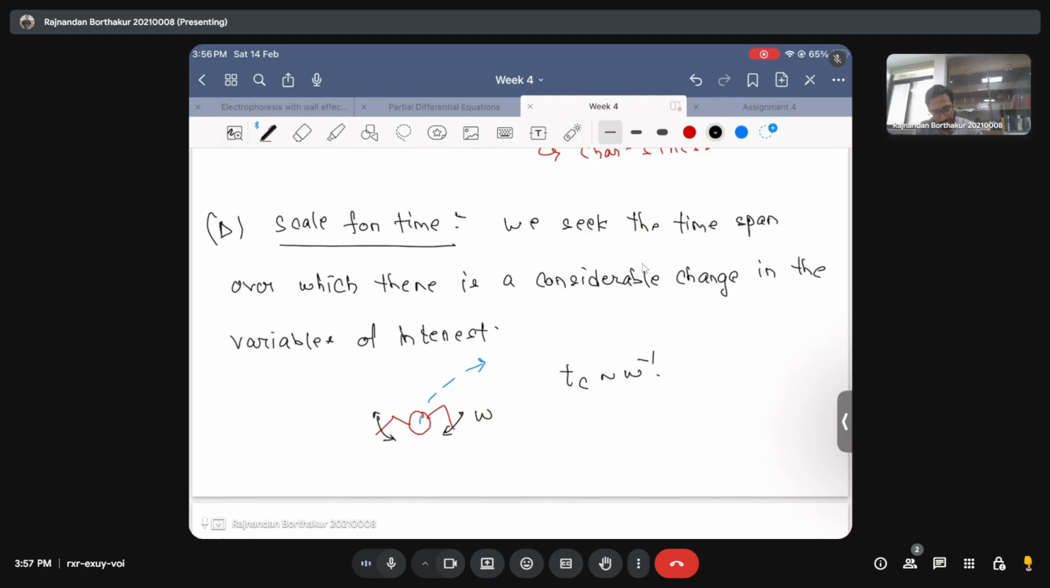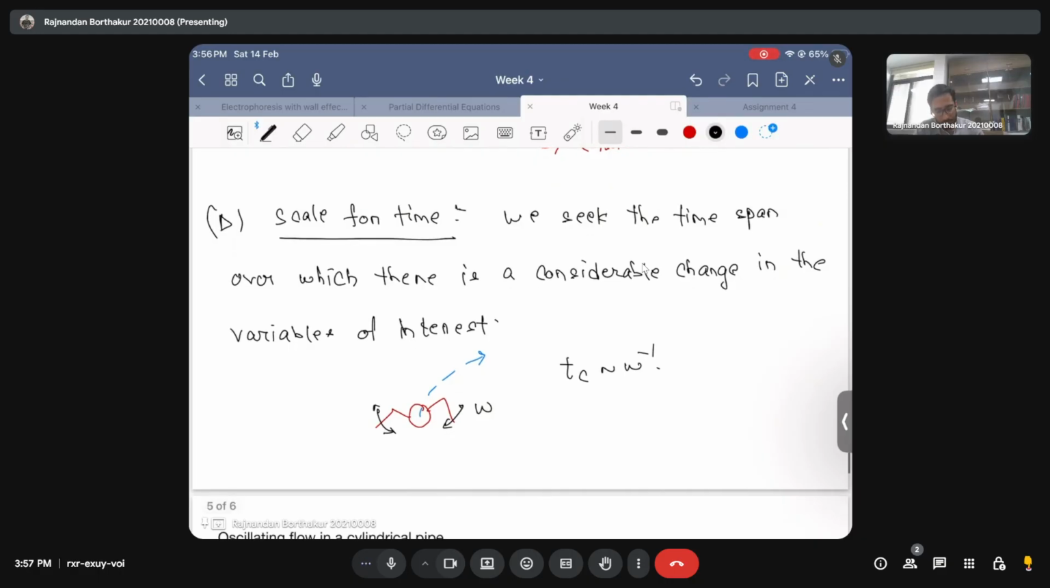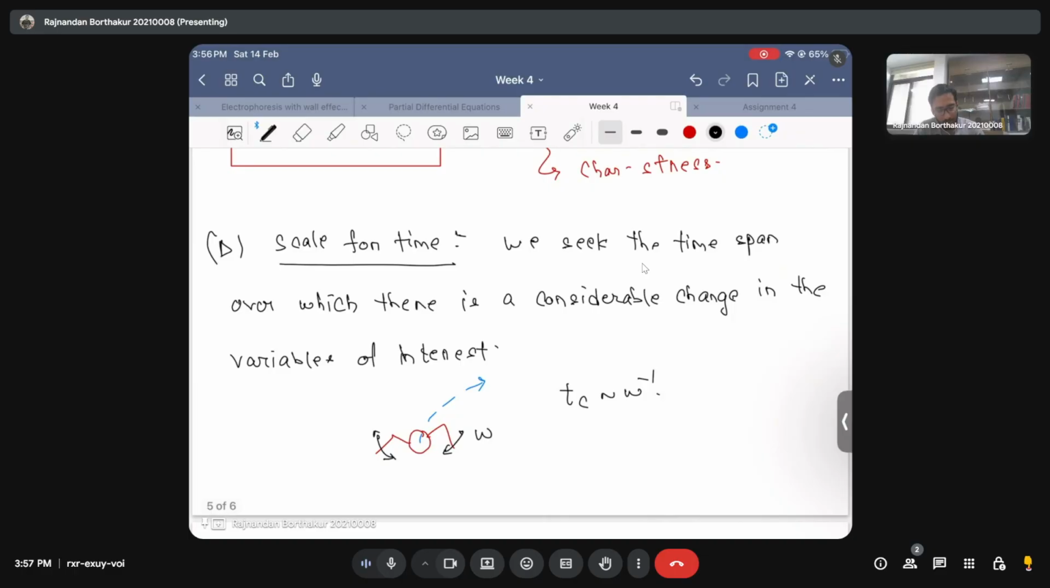Okay, so this is already a given time scale. So for example, if I want to solve for the velocity field in this problem, omega is going to be known to us, right? Which means that omega inverse is a known quantity. So this time scale, which we get from the known quantity, is known as the imposed time scale.